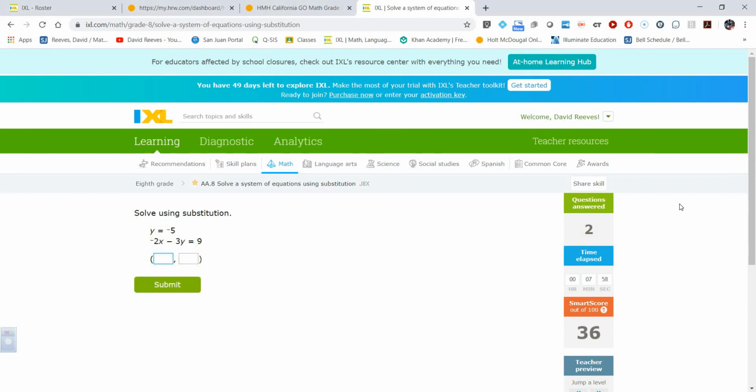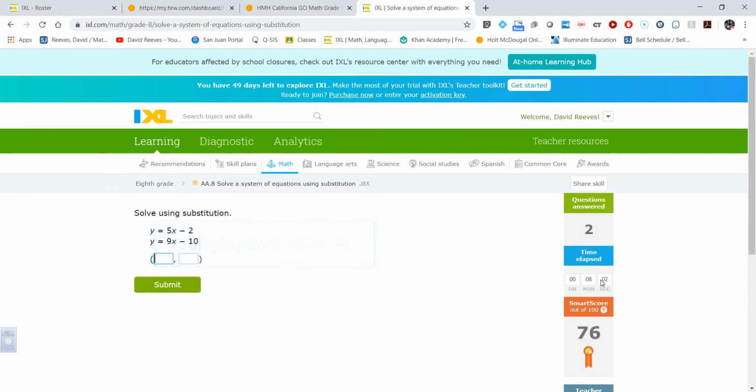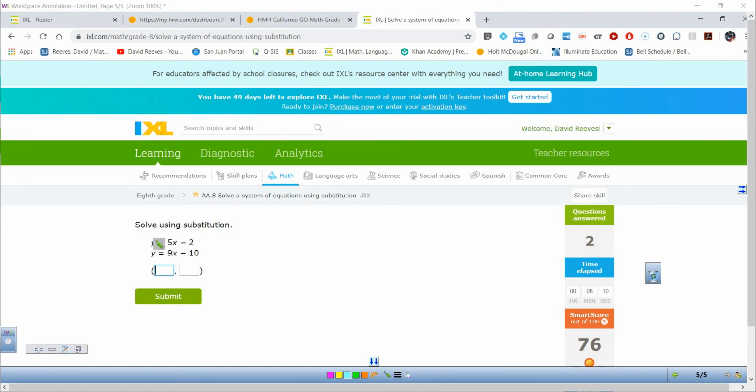All right, so enough of these easier problems. Let's go ahead and skip to the next level. Here we go. Okay, y equals 5x minus 2 and y equals 9x minus 10. Now this one looks a little bit different. And I got to tell you, students often have difficulties with these ones. And I always kind of wonder why. But there's got to be something about it.